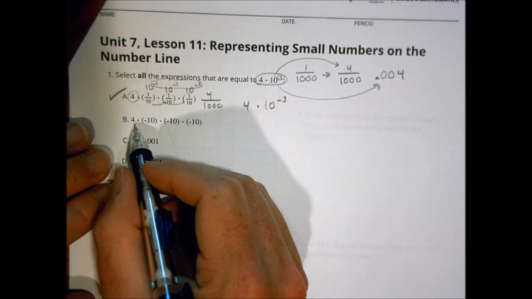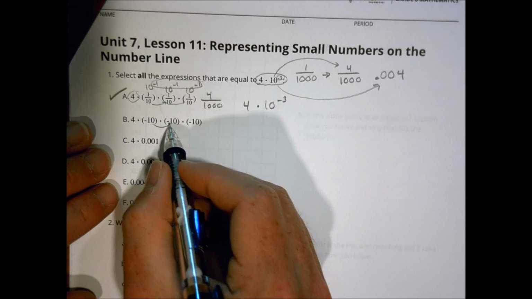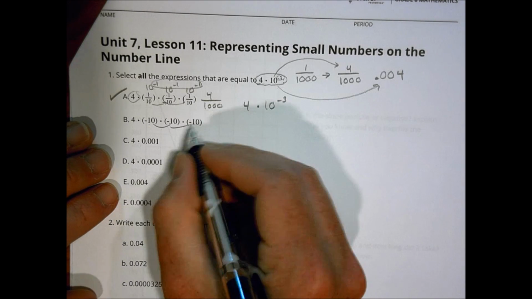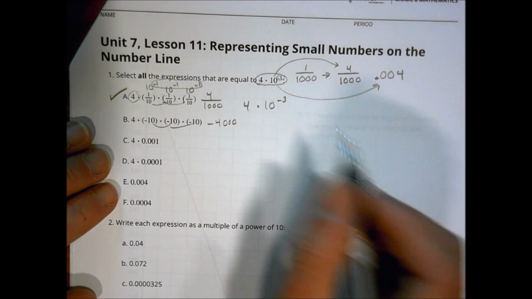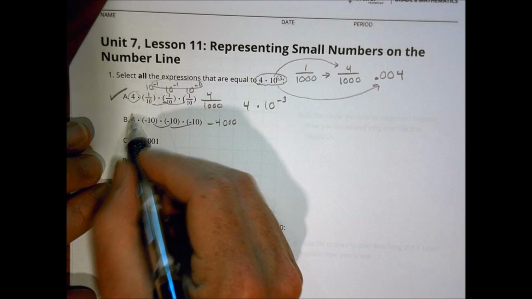Here, this is a negative 10 times negative 10, which is 100, and 100 times a negative 10 is negative 1,000, and negative 1,000 times 4 is simply negative 4,000. So that number in itself is not the same as 4 thousandths. So that's not going to work.